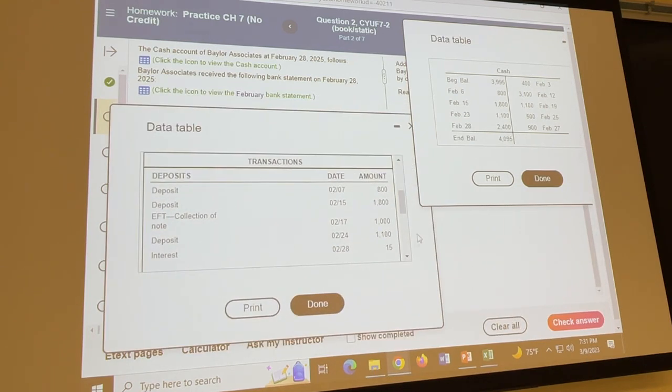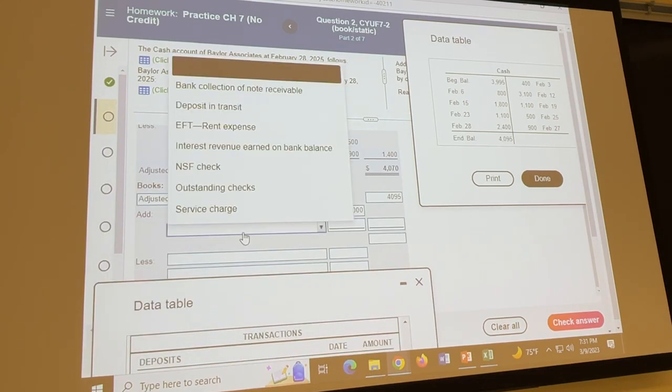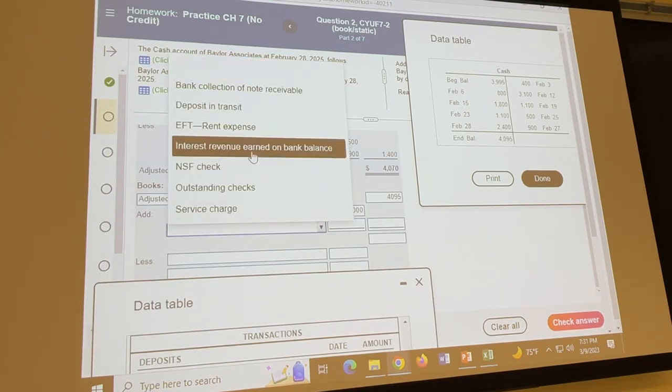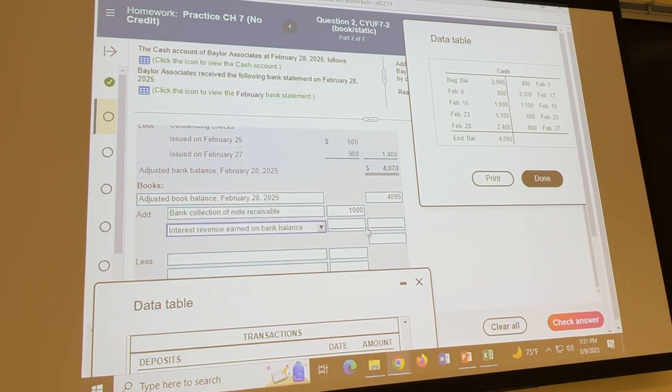And on the bank statement, there's also interest, $15. Interest revenue earned on bank balance, $15. So the total positive adjustments are 1015. And then totaling these two numbers would be 5110.